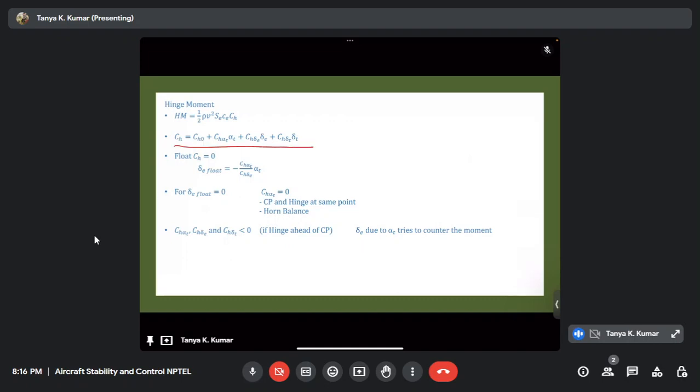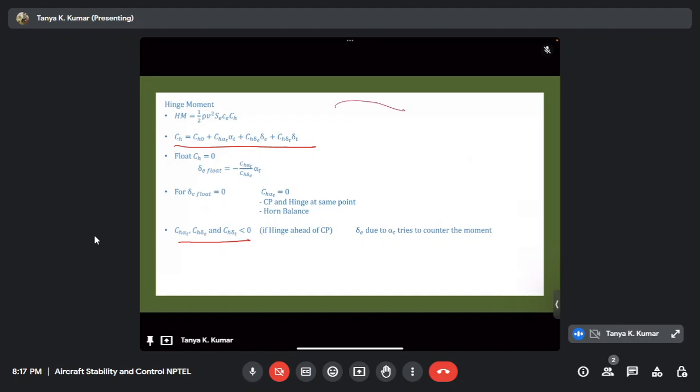Where it's dependent on angle of attack at tail, delta E and delta T. What is delta T? Trim tab deflection, right? So CH alpha tail, CH delta E, CH delta T, they are all less than 0. How can we see this?